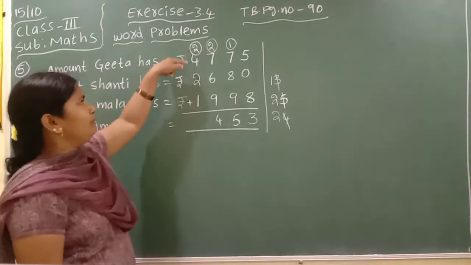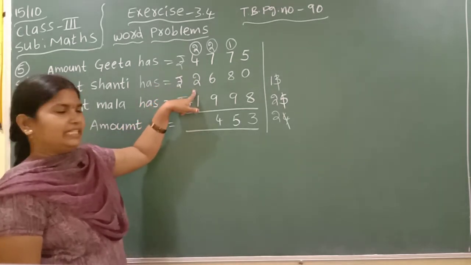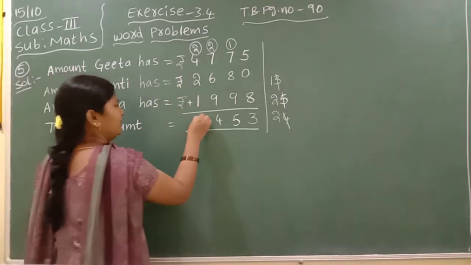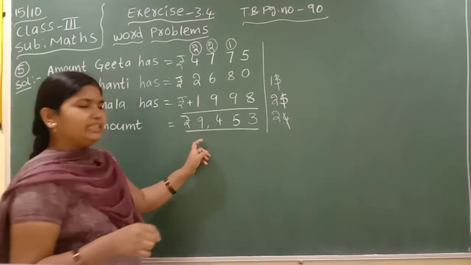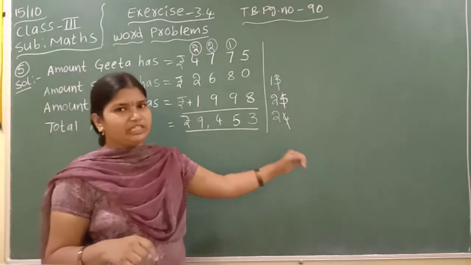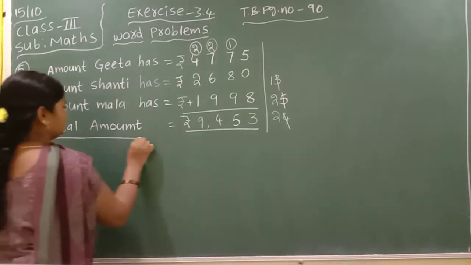Okay. 2 plus 4 is 6. 6 plus 2 is 8. 8 plus 1 is 9. So, in total they have 9,453. Like this, you have to do the number stories.